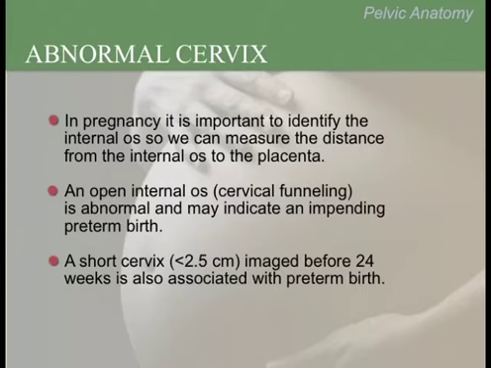Sometimes you can't see the cervix well until late in pregnancy. For example, an internal os that is open, called funneling, is a warning sign of preterm birth. A cervix that is shorter than normal, less than 2.5 centimeters when imaged before 24 weeks gestation, is also associated with preterm birth.